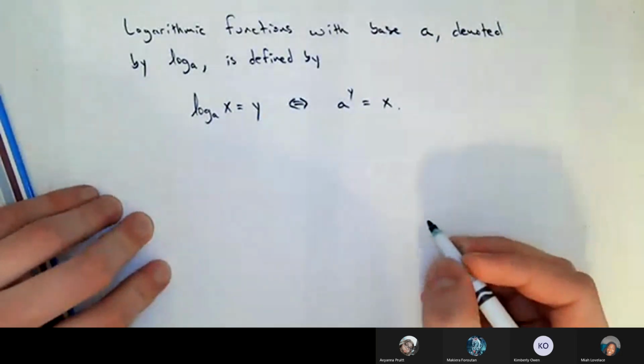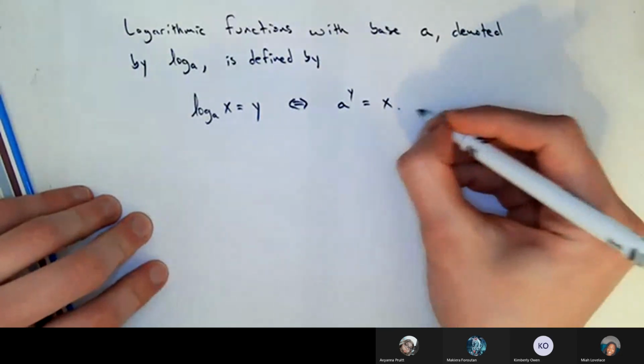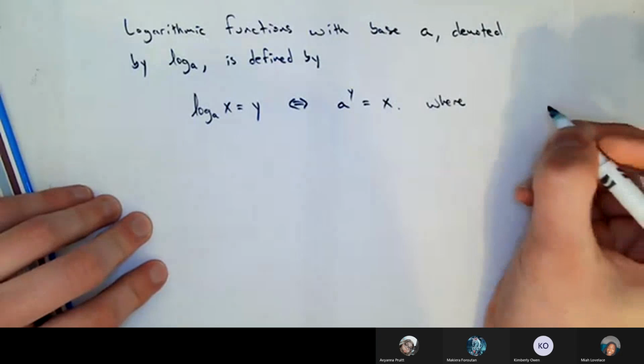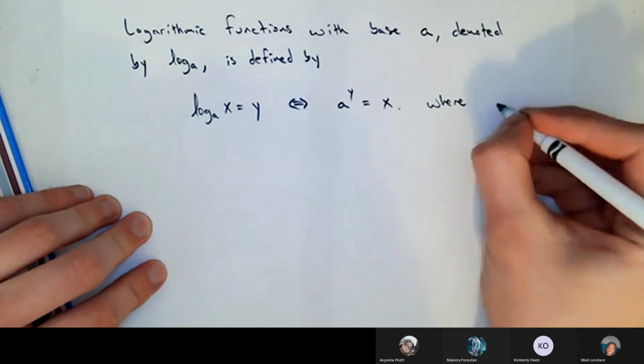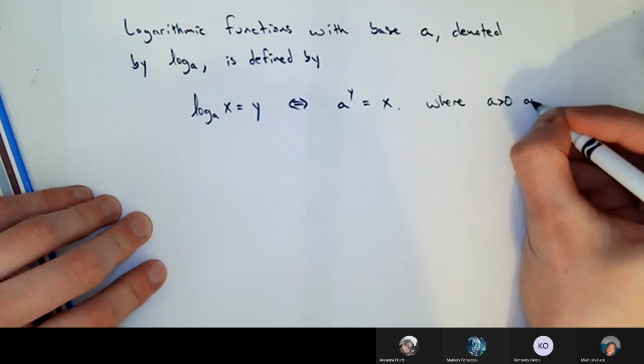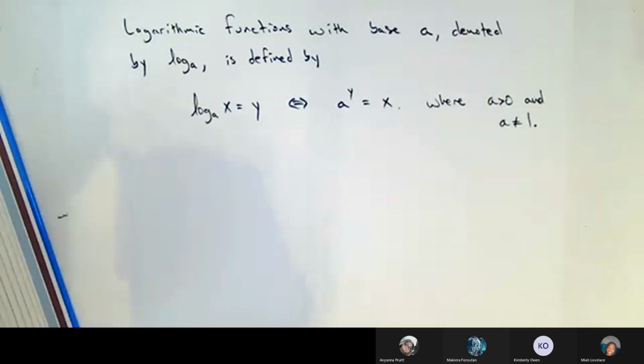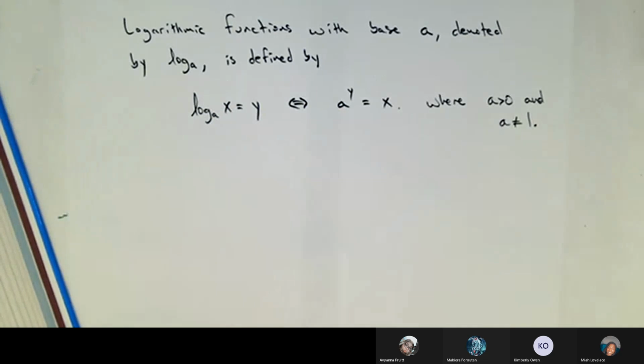All right, that says a lot, so let's think about this. And by the way, I need to say where a is greater than 0 and a is not equal to 1, the same thing that we said for a before. That needs to be stated here too. Okay, so what is this saying?